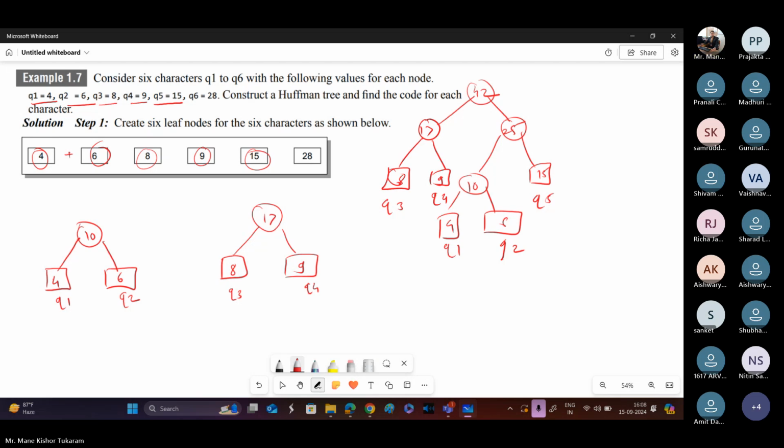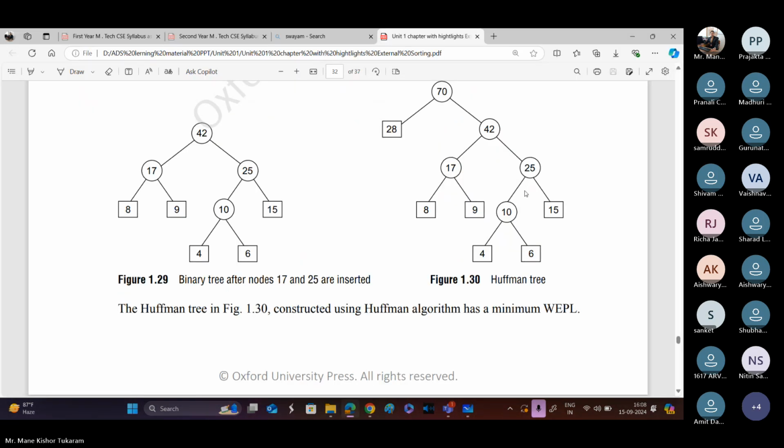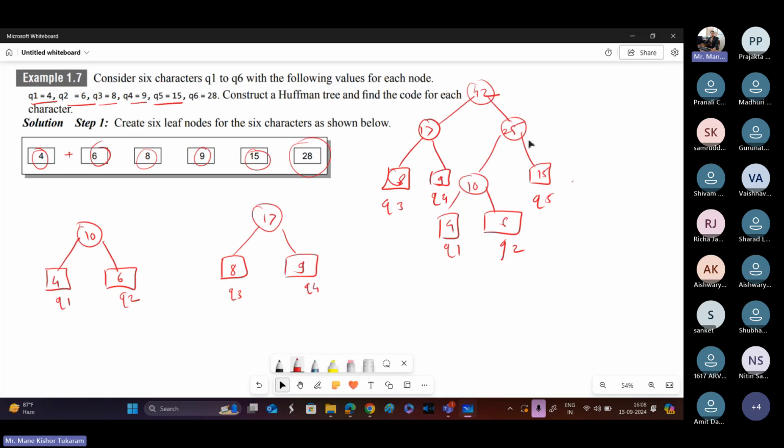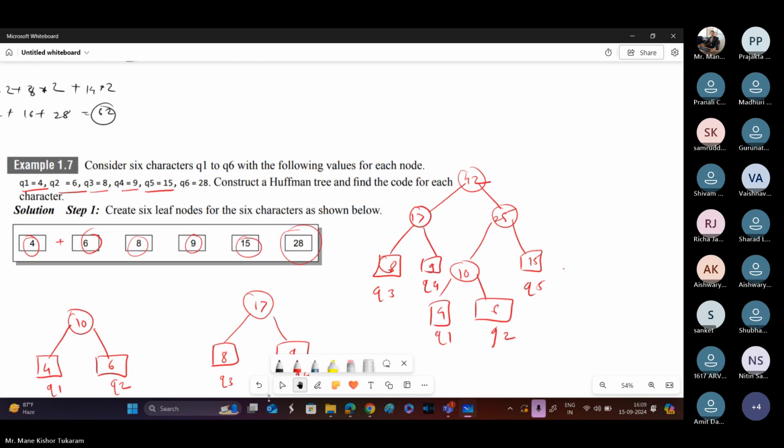Now what is my next number? 28. So where to insert the 28? 28 must be inserted in this particular level or here, but here already present number is 15. So what is my next adjustment? I have to add that particular 28 in the next level. Okay, now we cannot add at this level, but at which level can we add? We can add at the 42 level. So I can move forward and add that particular 28 over here, and my contents are like this.